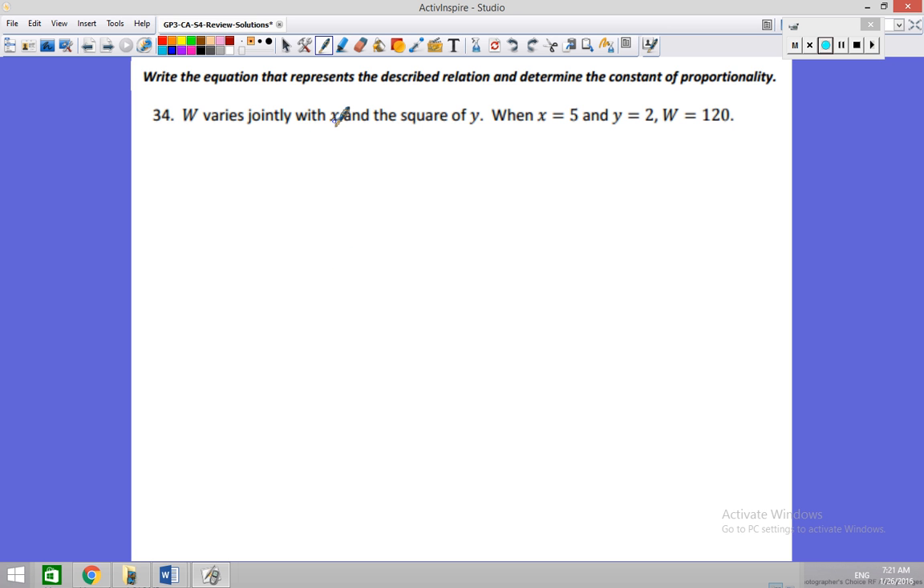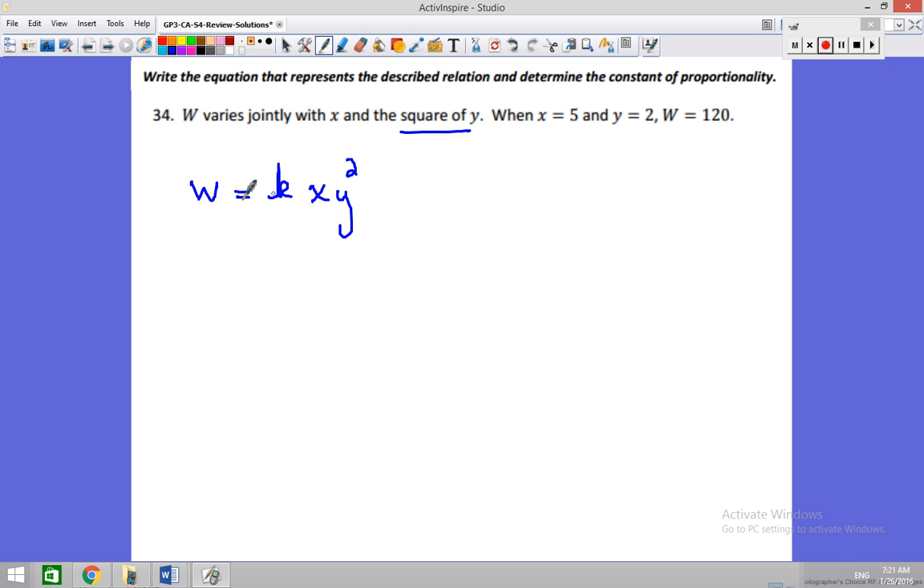W varies jointly with x and the square of y. So jointly is implying that there's more than two variables. So we have a w, but we also have an x and a y. So we've got three variables. Think directly, think multiplication. So this w is equal to this constant times x. Now, the square of y means y to the second power. Okay, so there's my equation.